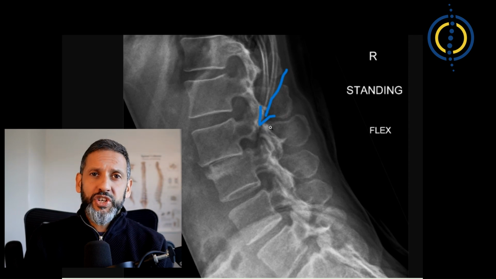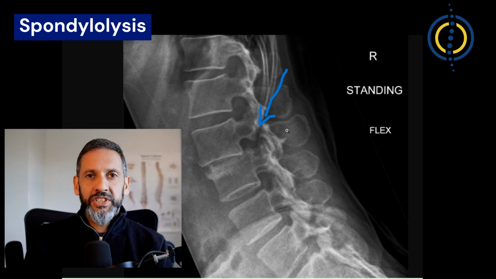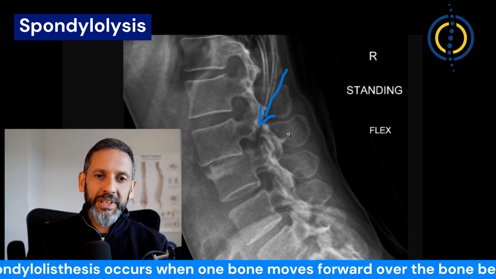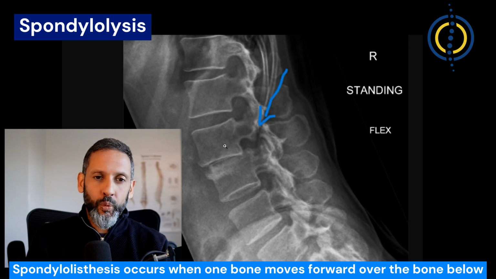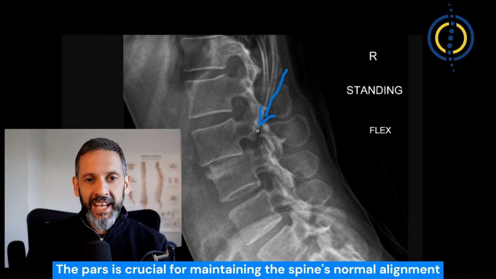The pars fracture itself is often referred to as a spondylolysis, which isn't to be confused with spondylolisthesis, which is a later complication that can happen as a result of this fracture. Spondylolisthesis is what happens when one bone, demonstrated here, moves forward over the bone below it, because this bone here, the pars connecting the two joints together, is what helps preserve the normal alignment of the spine.